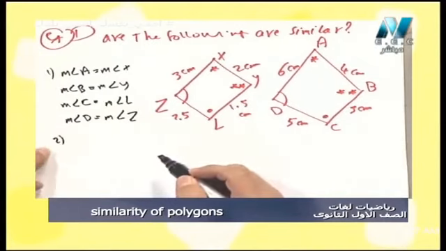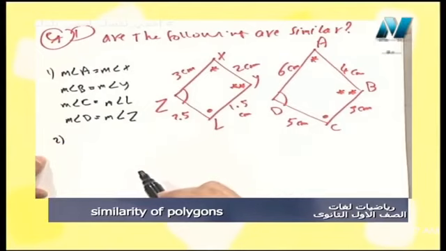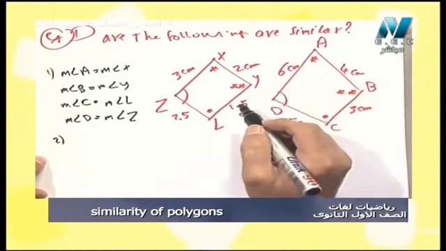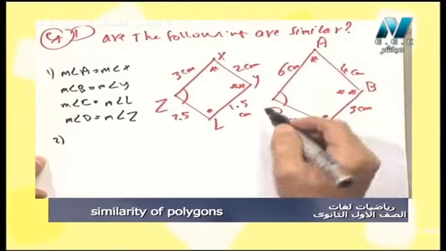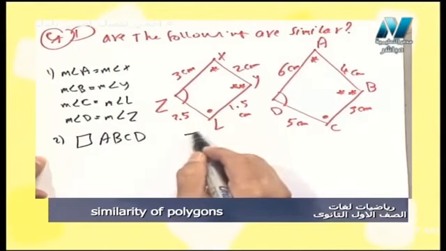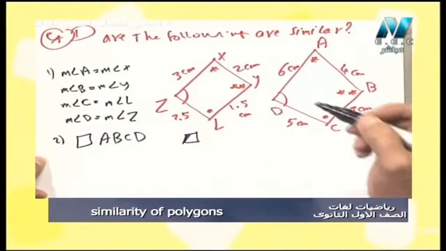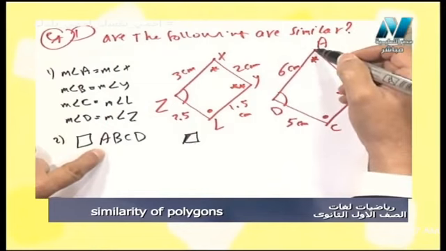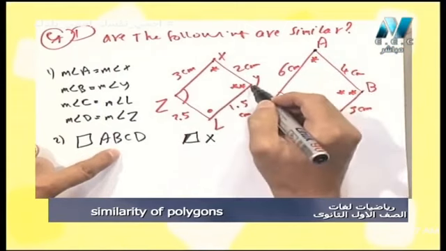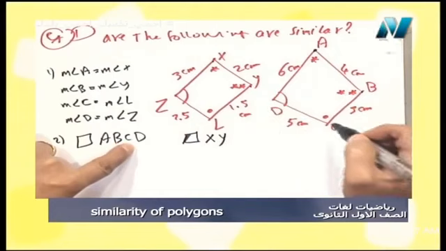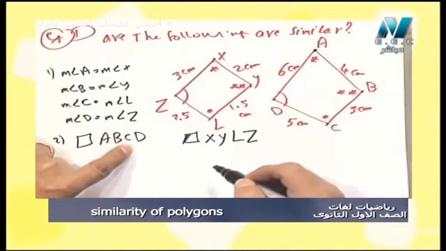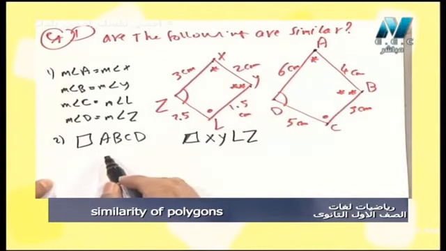Let's investigate the second condition. What about the second condition? We will write these two quads by the corresponding vertices. We say the quad A, B, C, D, and the other quad, the corresponding to A here is X, so write X. The corresponding of B, of course, will be Y. The corresponding of C will be L. The corresponding of D will be Z. Okay, and we will investigate the ratios.